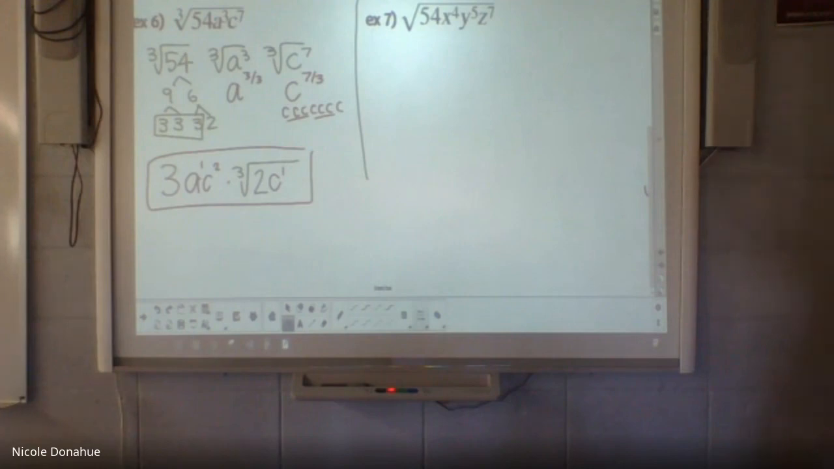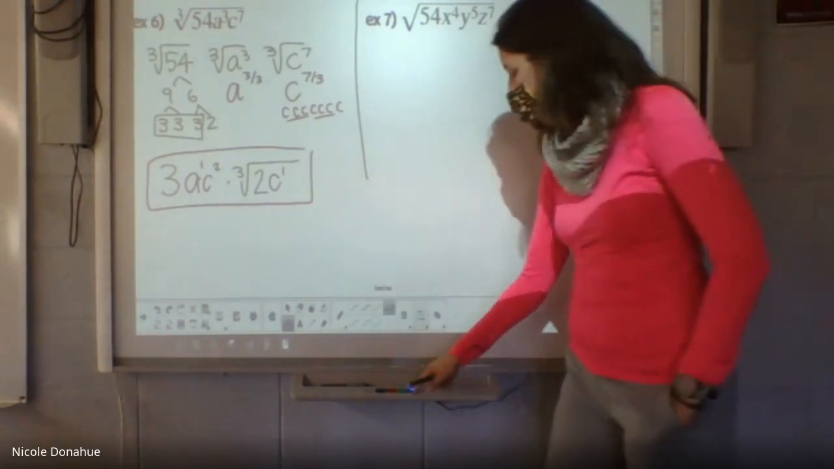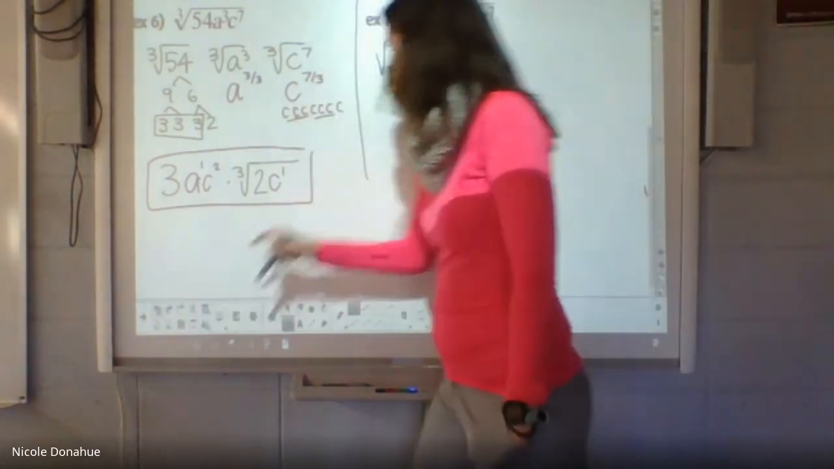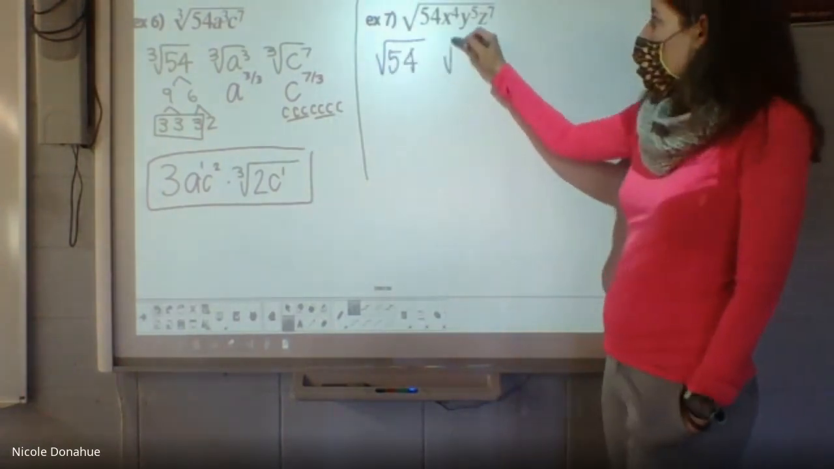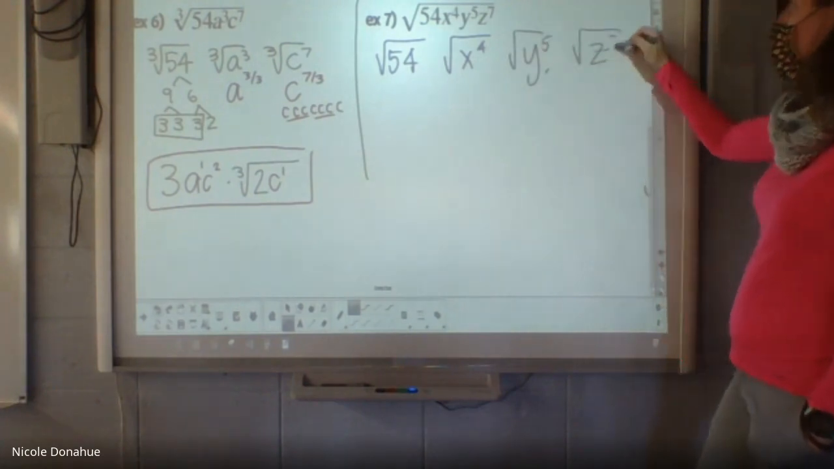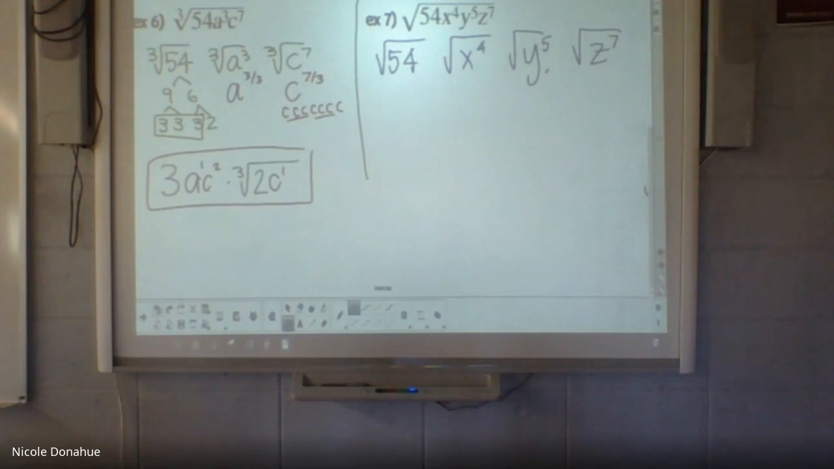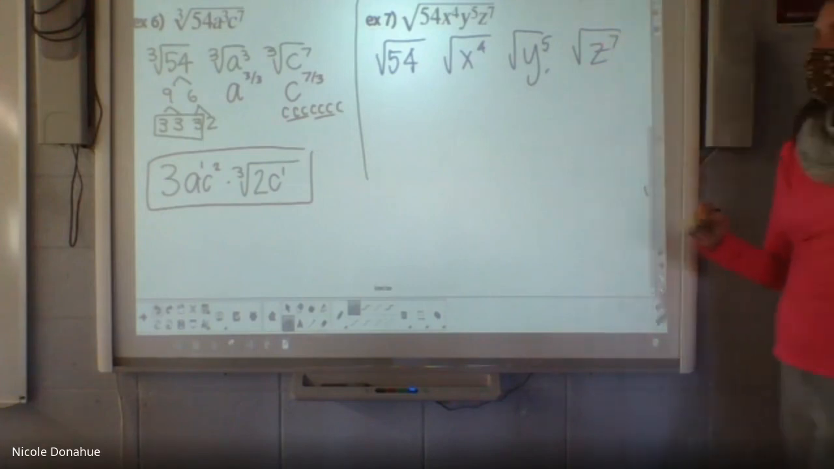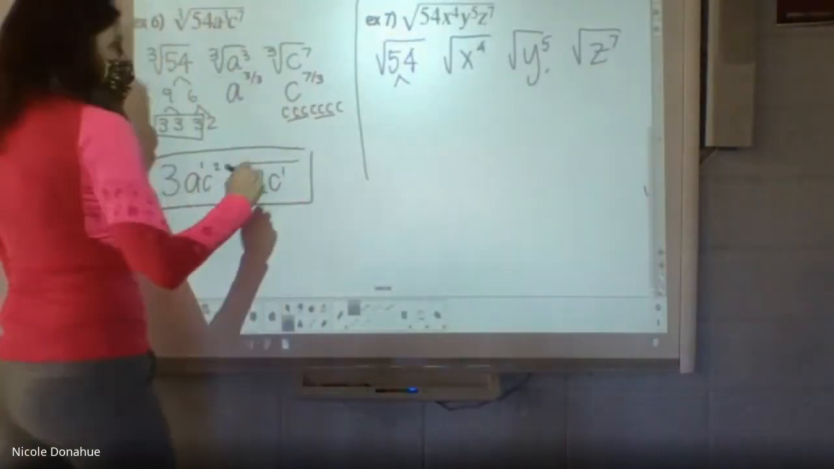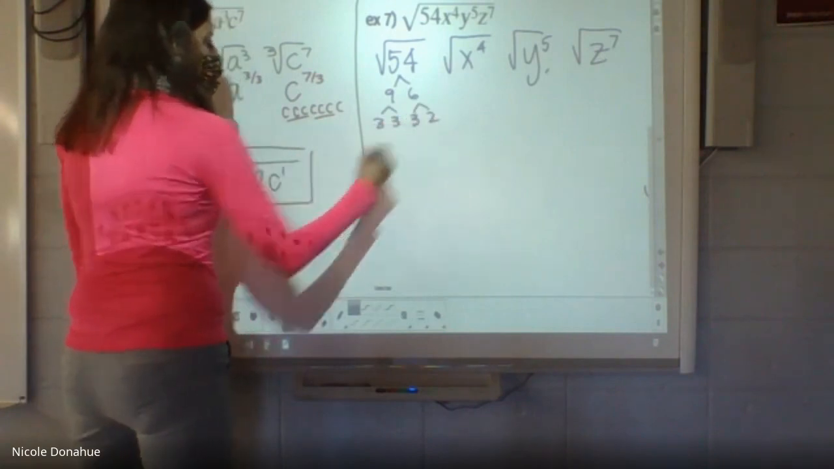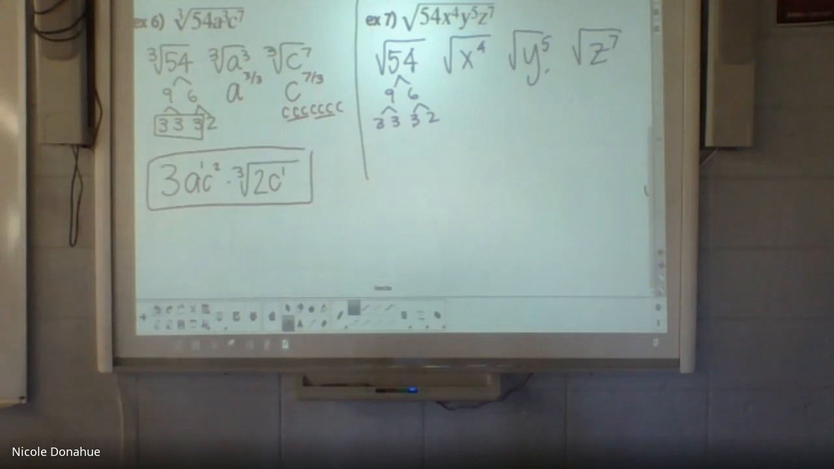Okay. What kind of root is this one? 2. The square root, yep. So these are all square roots. So square root of 54 again. Square root of x to the 4th. Square root of y to the 5th. Square root of z to the 7th. If it's square root, what are we looking for? Groups of 2. Remember, square root is the same thing as this. So 54. 9 and 6 again. On groups of 2.